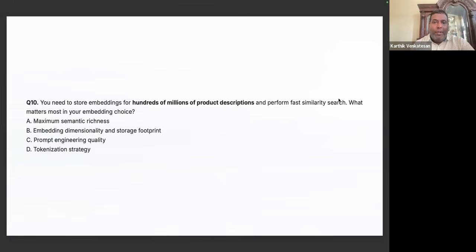You need to store embeddings for hundreds of millions of product descriptions and perform fast similarity search. What matters most in your embedding choice? Maximum semantic richness, embedding dimensionality and storage footprint, prompt engineering quality, tokenization strategy. Okay, many of you say B, some people changing it to A, and okay, we got some D's as well.